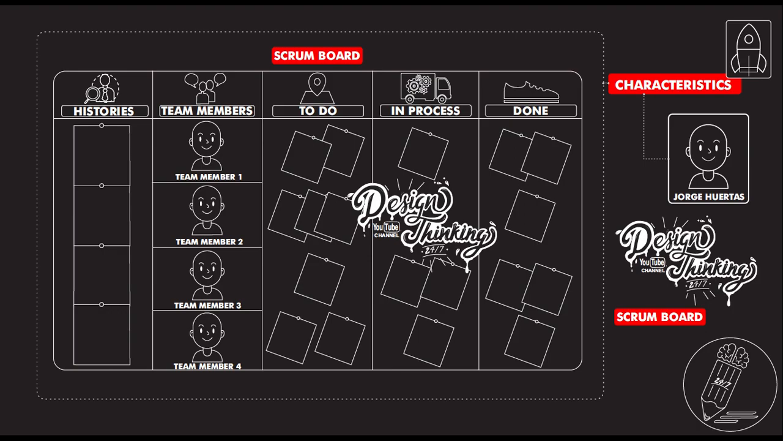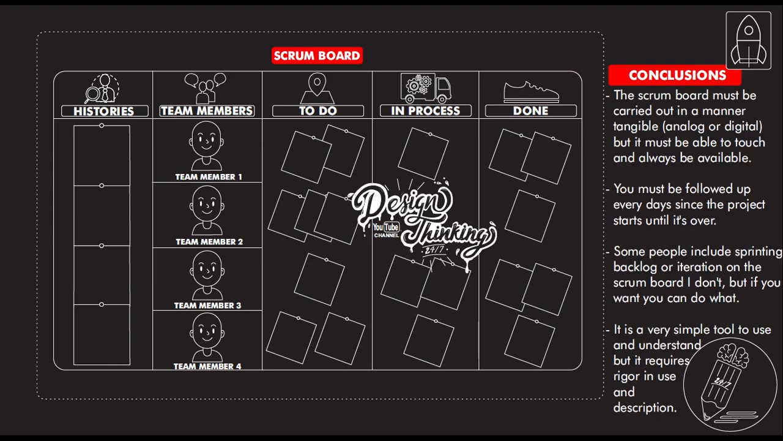However, some people prefer to use some other things. I use it very simply, but it will allow you to track the tasks. That is the main focus of this tool. As a conclusion, we can say that the Scrum board must be carried out in a tangible way, analog or digital, but it must be able to be touched and moved. It means that each team member can move each element, if it's in progress, if it's done, or if it's in the to-do list. You must follow up every day from when the project starts until it's done.